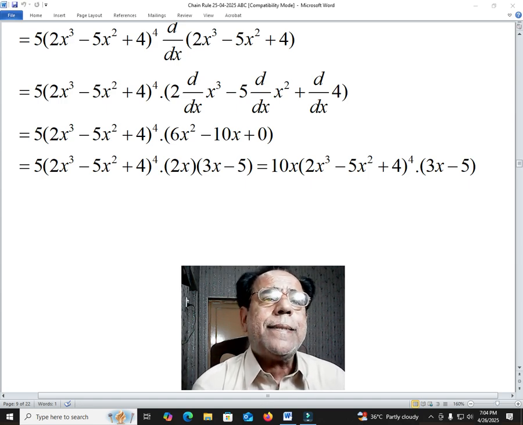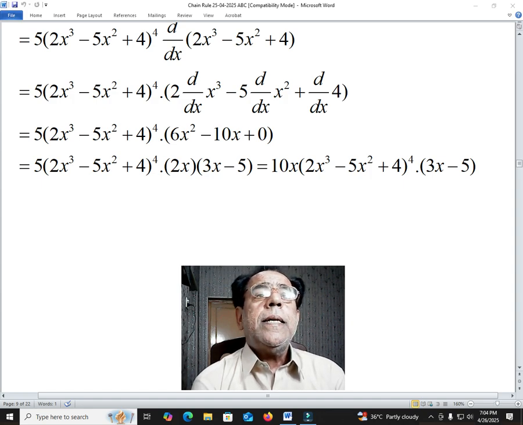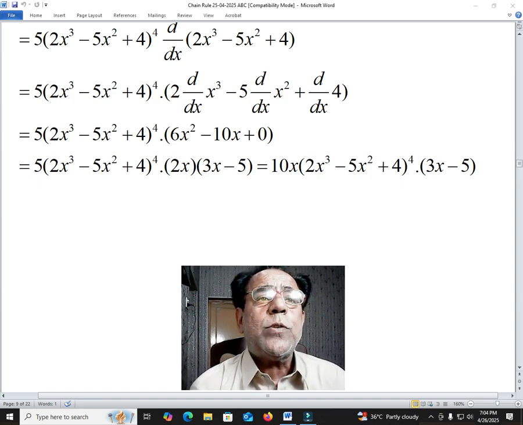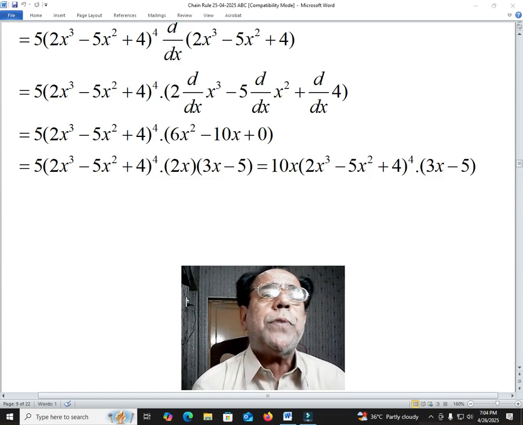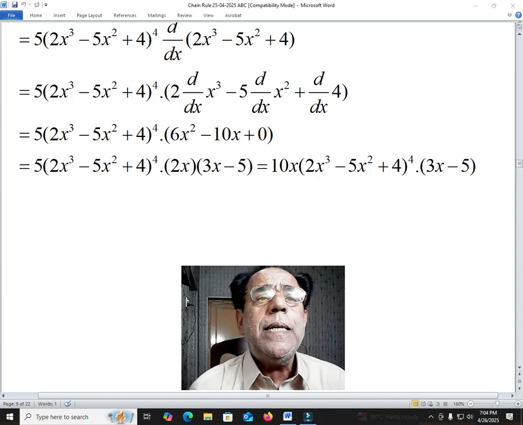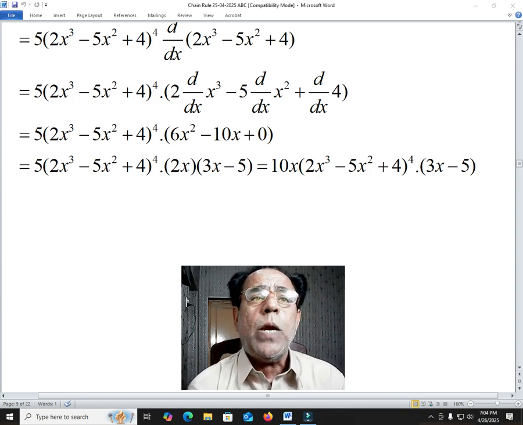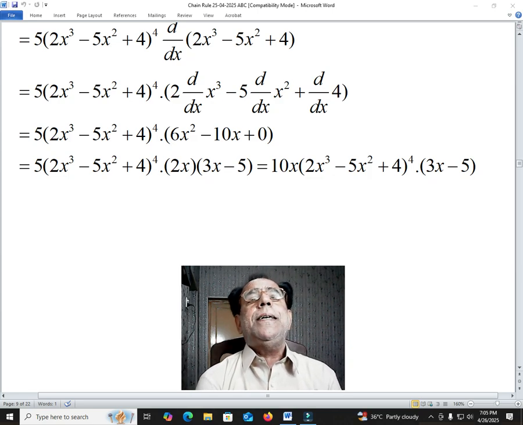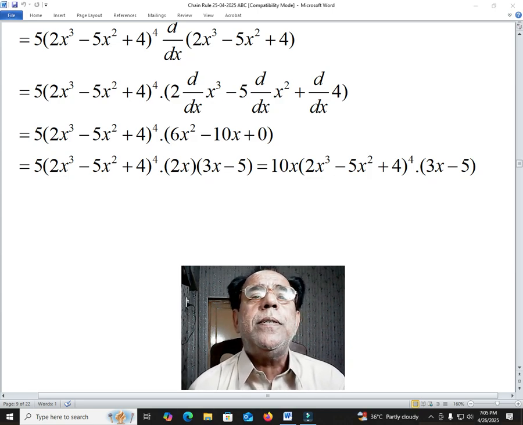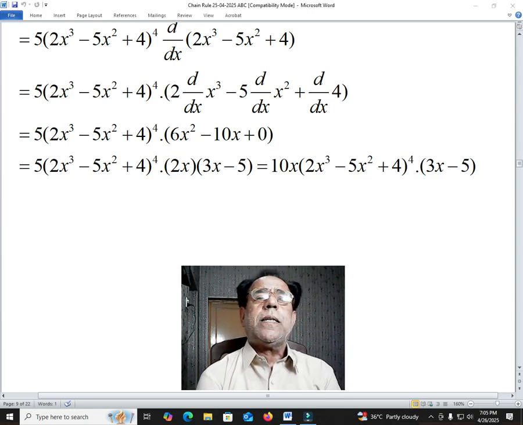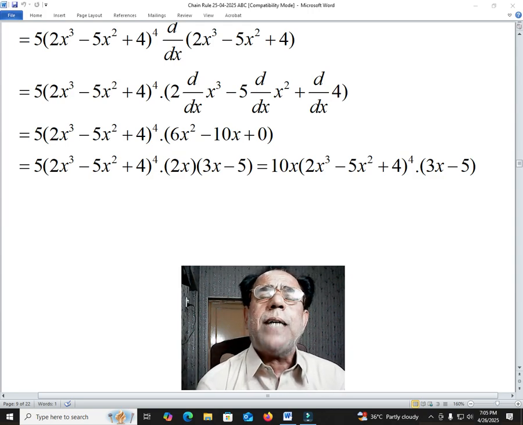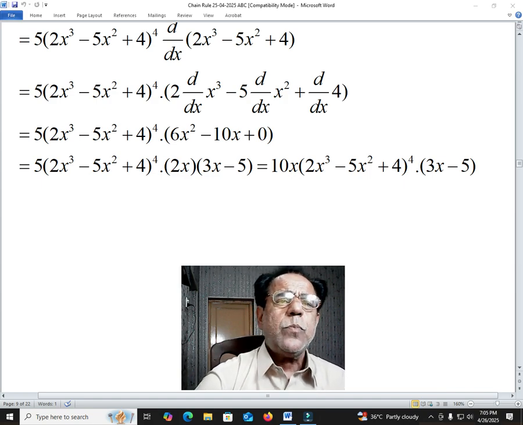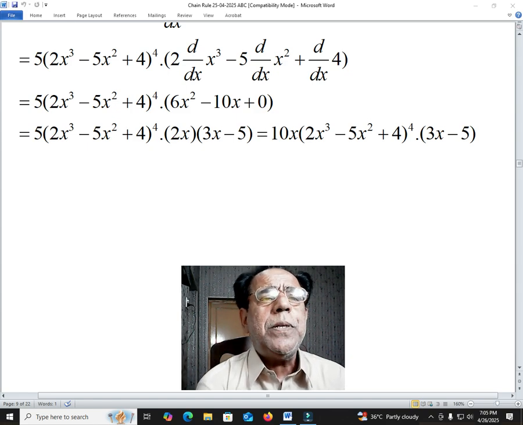So in the next step we will get differentiation of x cube will become 3x square, and it is being multiplied with 2, so it will become 6x square. Similarly, differentiation of x square will become 2x, and it is being multiplied with 5, so it will become 10x, while differentiation of 4 will be 0, because 4 is a totally constant factor. It is not being multiplied with any x or x square or x cube, etc. So then just simplification remains.